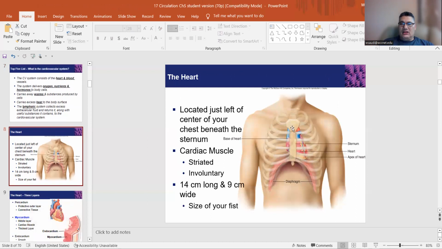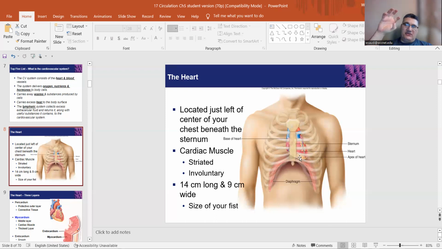Where is the heart? You guys, I'm assuming that since we finished the skeletal system, you should know the bones. I told you that you should know the individual names, not details. Like you should know that this is the sternum, and these are the ribs. 12 right, 12 left. Total is 24 ribs, or 12 pairs. And look at the heart. It's behind the sternum and more toward the left side. The base of the heart is up here, and the apex is down here.